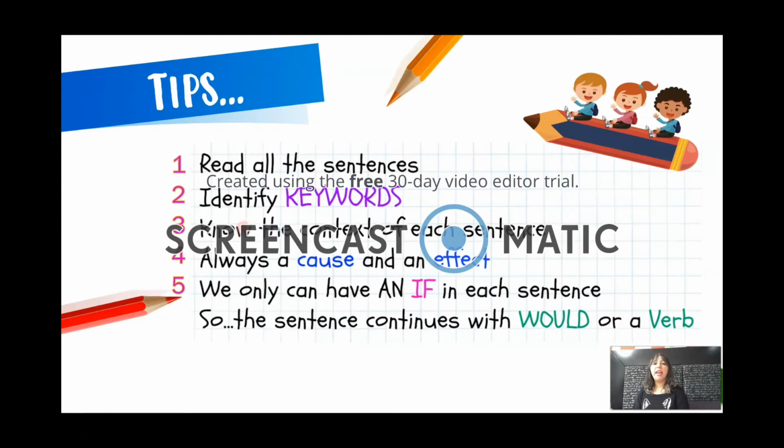Never write if and another if in the same sentence, okay? Because it's wrong. And then number 6 is, if we only have one if in each sentence, the sentence continues with would or with a verb, okay?